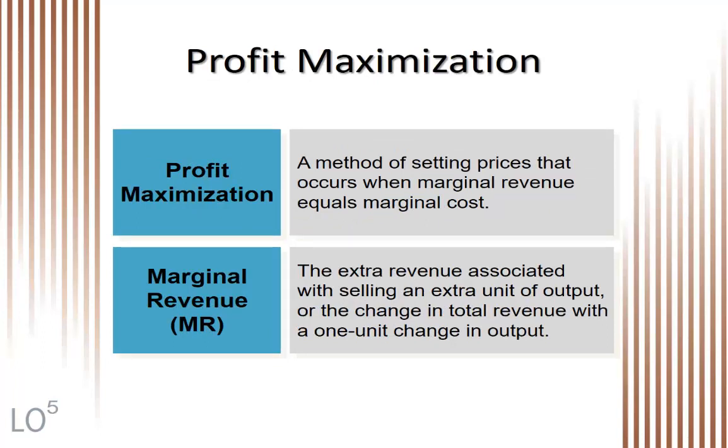Profit maximization occurs when marginal revenue equals marginal cost. Marginal cost is the change in total cost associated with a 1 unit change in output. Marginal revenue, MR, is the extra revenue associated with selling an extra unit of output. As long as the revenue of the last unit produced and sold is greater than the cost of the last unit produced and sold, the firm should continue manufacturing and selling the product.